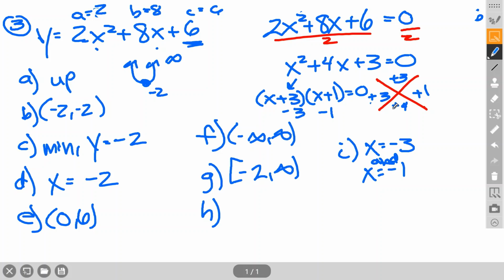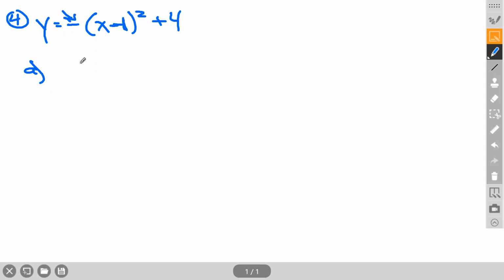Alright, number 4. Number 4 is in vertex form, y equals negative x minus 1 squared plus 4. This is in vertex form. Letter A, is this opening up or down? Well, the negative sign out front is the A value. A is negative, so this opens down.